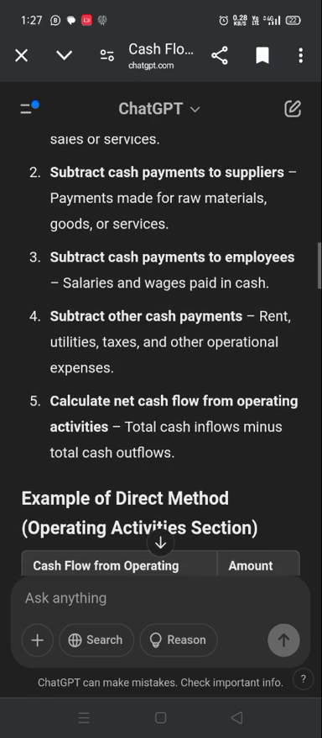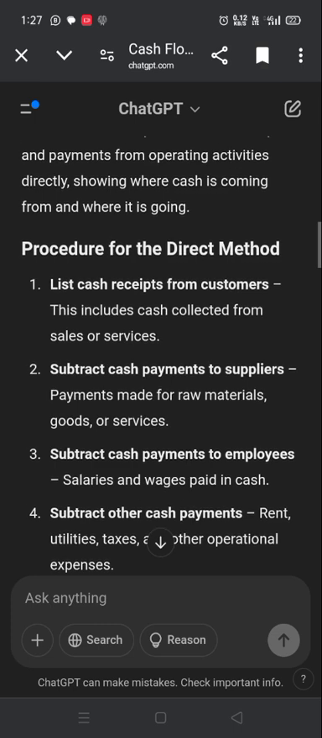There are 5 steps. First step is list cash received from customers. What are the cash received from customers? I will collect the cash collected from sales or from service. This cash includes what is collected from your sales or your service. These are the list of cash received from customers.